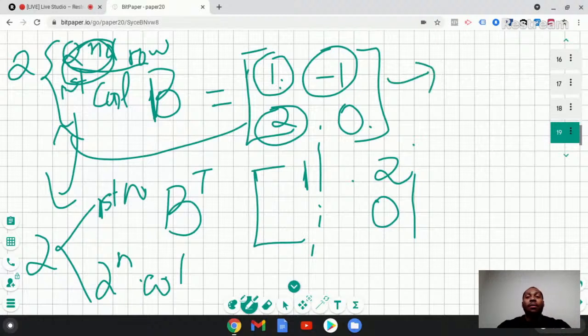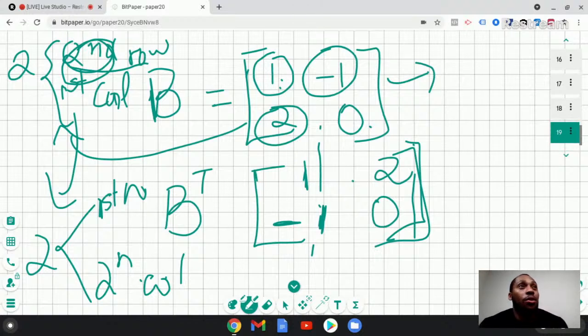-1 was in first row, second column. Now it's going to turn into something in the second row, first column. And -1, of course, you could probably see where it's at. Now, this gets more fun when you get to a 3x3 matrix or a 4x4 matrix. It's a little bit more complicated too. But this is how you find the transpose of this matrix.